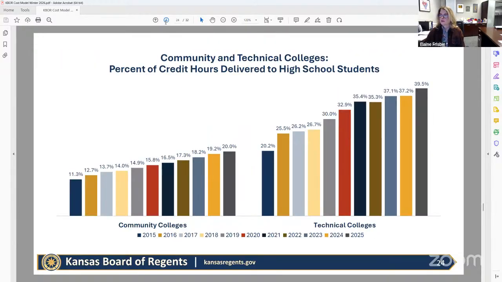The preponderance of the colleges' enrollments of high school students has increased and has continued to increase. So for AY 2025, for the community colleges, one-fifth, 20%, of our credit hours last year were for high school students. That was 11.3% 10 years prior. The technical colleges are higher. They started at 20%. Now they are at 39.5% in AY 2025.